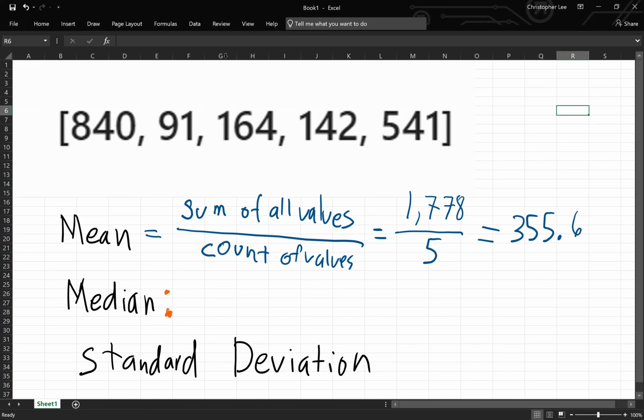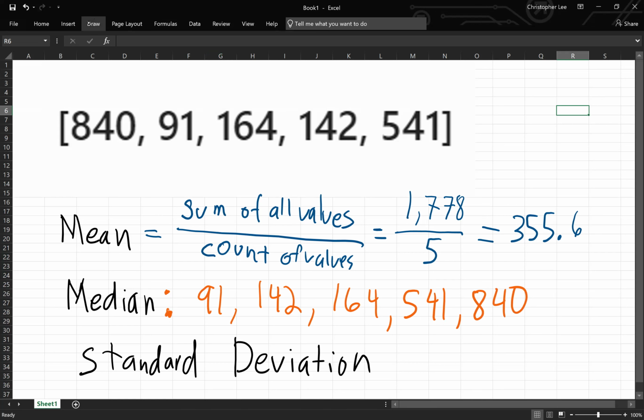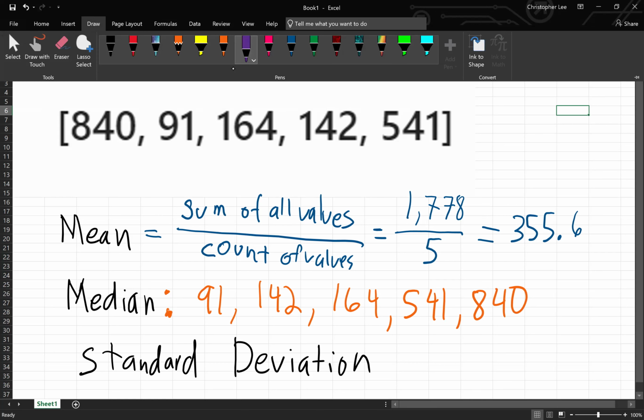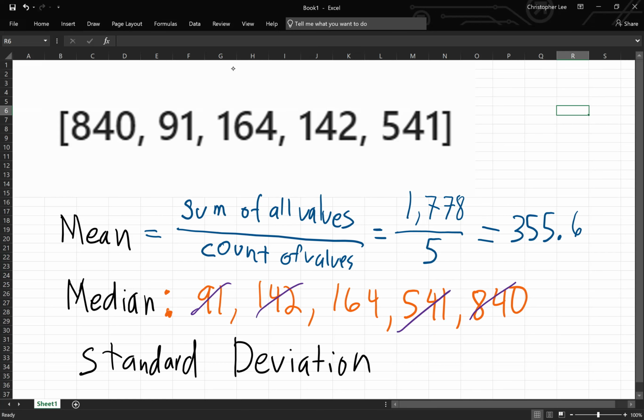Give me the order. 91, 142, 164, 541, and 840. All right, that's good. Then we just cross them out, pop, pop, pop, and that's my median, right? We agree? Yes, we're good.